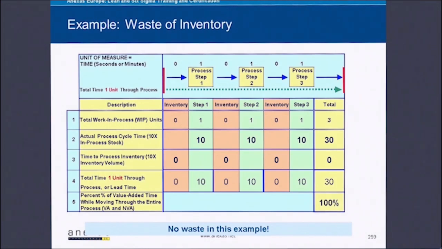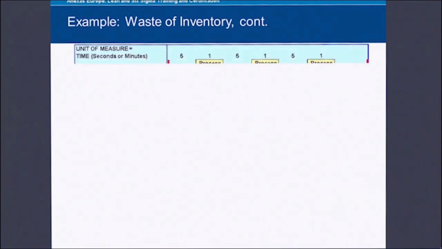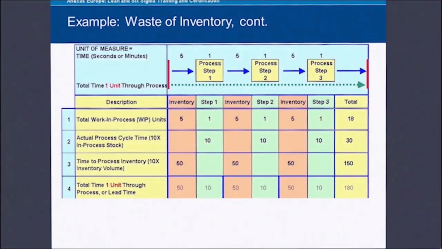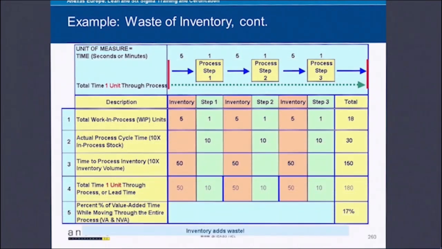There are no value added steps here. But in the second example, we have got some work in process units. In the first case, there are 5 units before step 1, 5 before step 2, and 5 before step 3. So if you take the total work in process units, it is 5 plus 1 plus 5 plus 1 plus 5 plus 1, that is 18. And actual processing time is 10 plus 10 plus 10, that is 30.